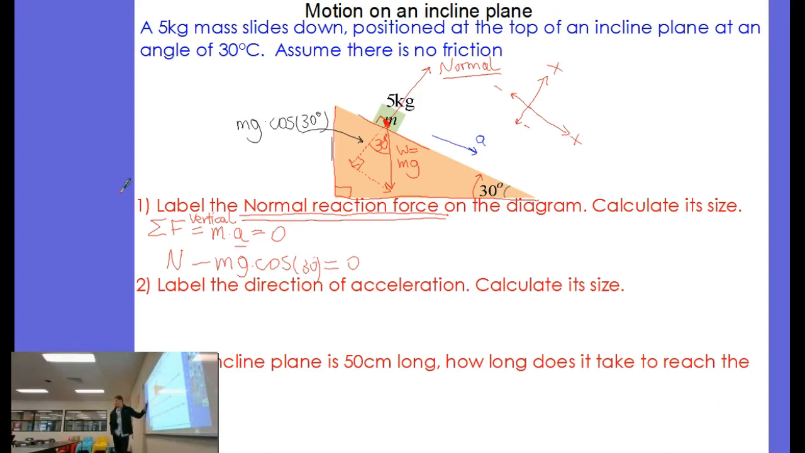Okay? Now, I use this to determine the size of my normal reaction force. So what would N be? How would I determine what the normal reaction force would be? What would I do to my equation that I've written so far? I'll just add it, wouldn't I? I would add this term to the right hand side, and I'll show that the normal reaction force must be equal to the mass times gravity times cos of 30 degrees.